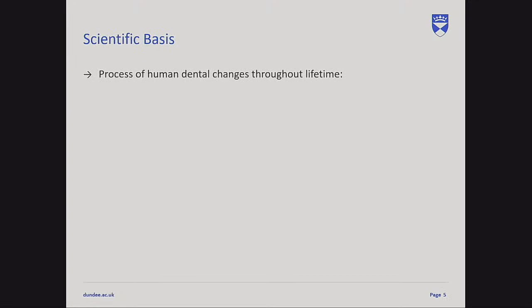And what's the scientific basis for dental age estimation? We humans change throughout our lifetime, whether we are progressing over something or we are regressing over something.